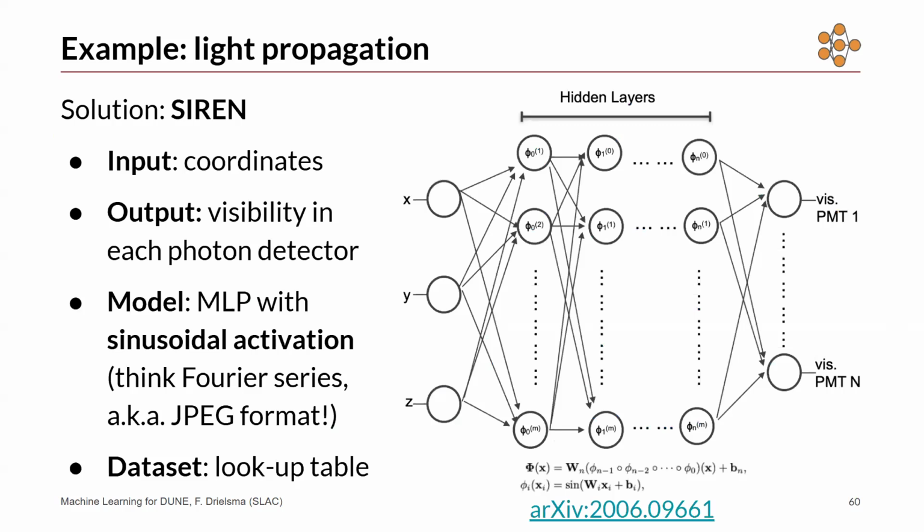And so a solution to this is to use a multi-layer perceptron, right? And so that's what Siren is. Siren is essentially just an MLP, which takes as an input the position of where the light was produced in the detector, and as an output gives you the visibility value for each of the photon collection systems in your detector. There is one very special thing about that model, and it is that the activation function is not a standard, smooth activation function going from 0 to 1. It is a sinusoidal activation function, so it's just a sine, right?